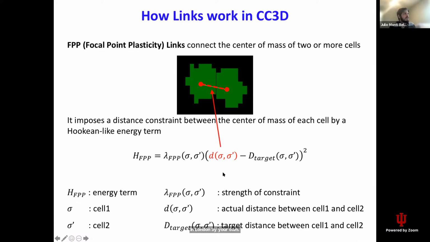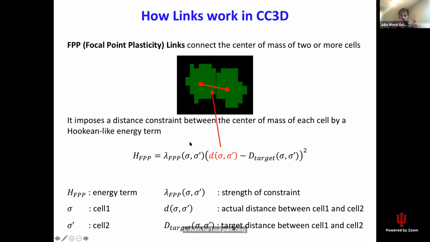All right, so let's talk about how links work in CompuCell3D. The way it works is that you can track the center of mass of all the cells. And the way that those links work is they just act as a Hookean spring, which connects the center of mass of two neighboring cells. So this is the center of mass of one cell, this is the center of mass of the other cell. There's a plugin in CompuCell called FPP, which is short for focal point plasticity, okay?